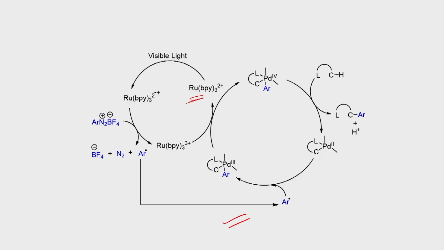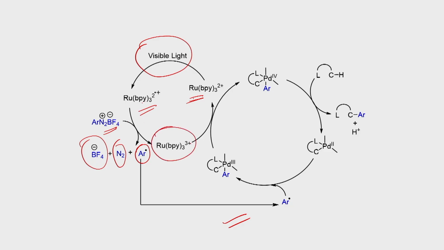The mechanism of this reaction is shown here, as we have just seen. You have this ruthenium bipyridine complex which we use as photocatalyst, and in the presence of light it can convert into the cation radical. Once we have this one, this can reduce this diazonium salt into aryl radical, where you produce nitrogen as a byproduct. You generate the tetrafluoroborate, and this is converted into ruthenium 3. Now this aryl radical, now you have the palladium 2.